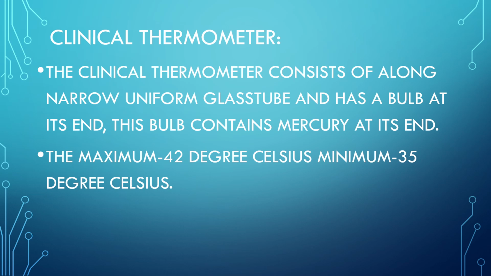The maximum degree is 42 and the minimum degree is 35 degrees Celsius. This clinical thermometer is only used to measure body temperature. So that is why the maximum is 42 and the minimum is 35. A maximum body temperature can go to 42, while our body temperature can go down to 35. So the clinical thermometer is only used for body temperature.